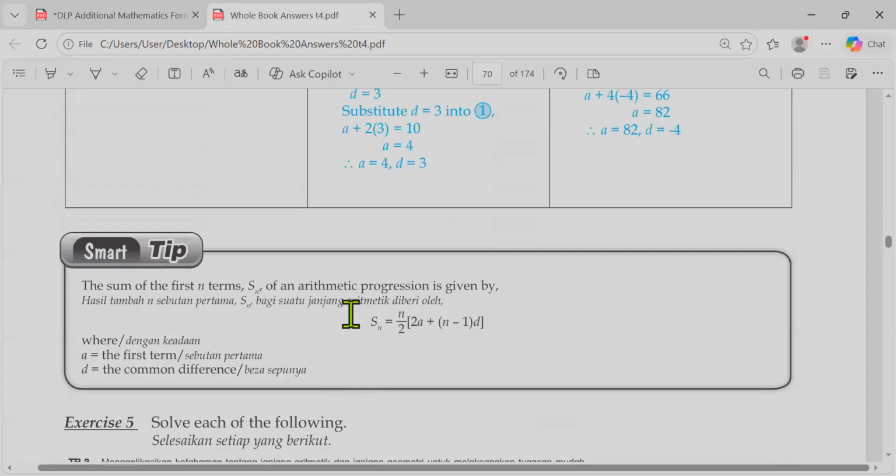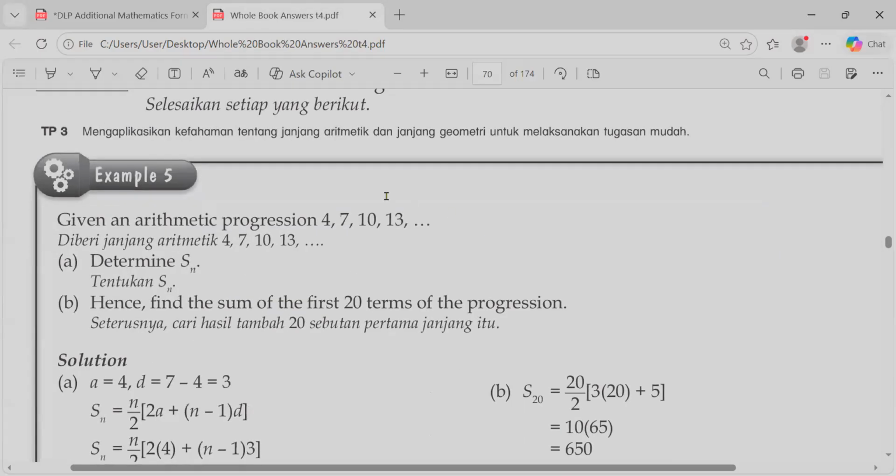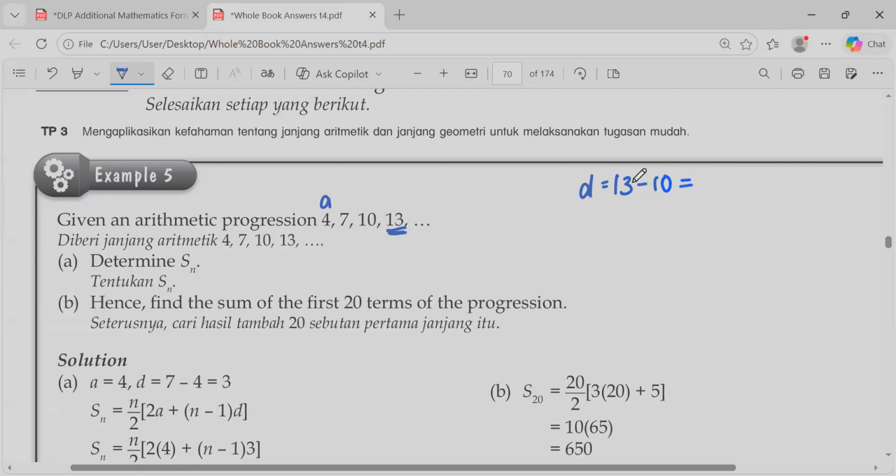Okay, look at the question. Solve the following. This is an arithmetic progression. So the first thing you have to find is d. a is 4, and d is the common difference, the current term minus the term before, and I will get 3.